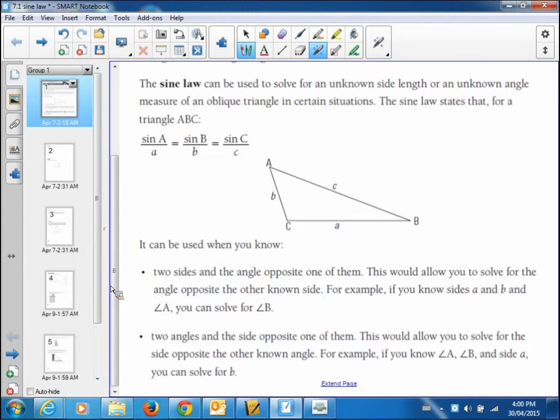Okay, by the way, something to notice. Triangles, if they're labeled properly, angle A is across from side A. Angle B is across from side B. Angle C is across from side C. Okay?